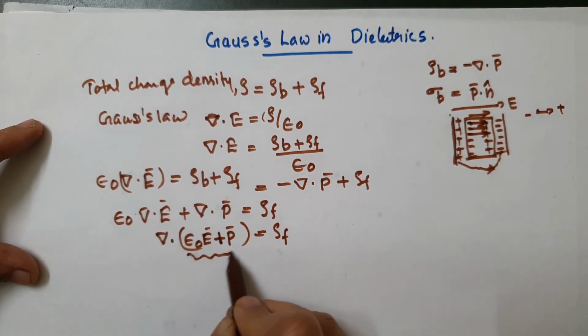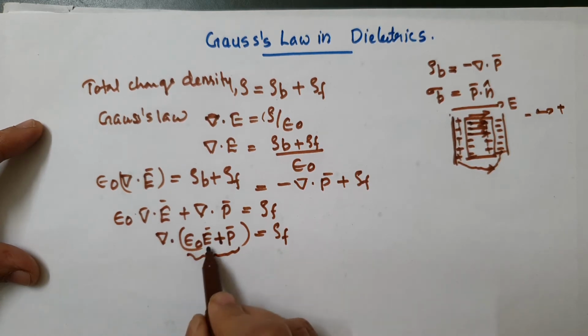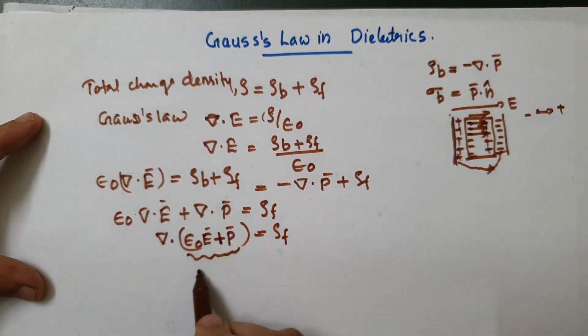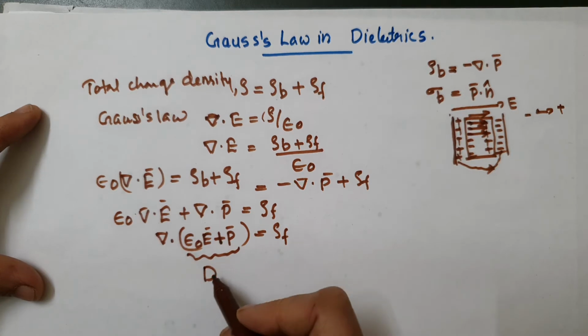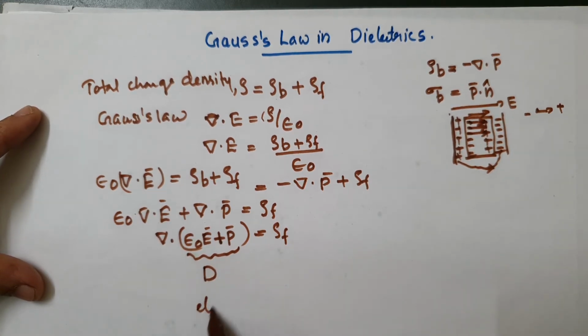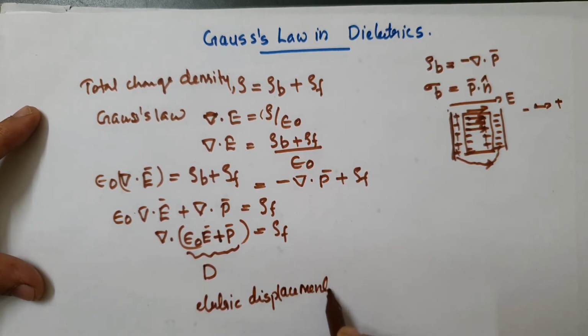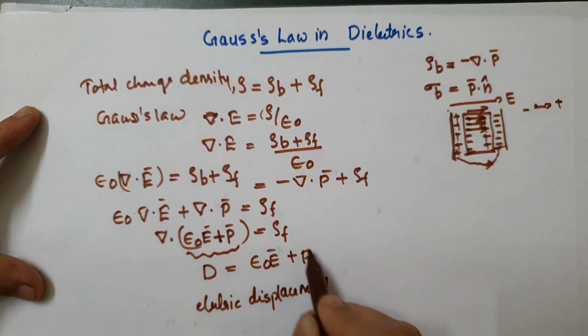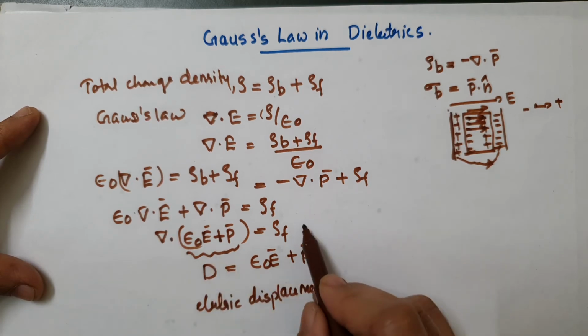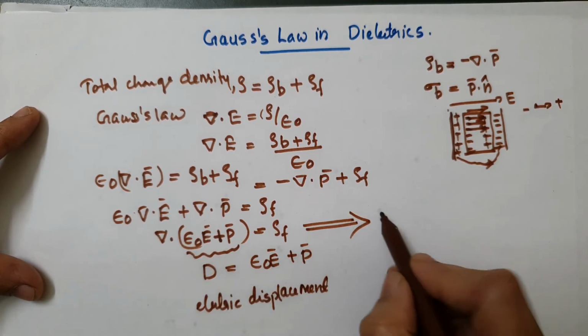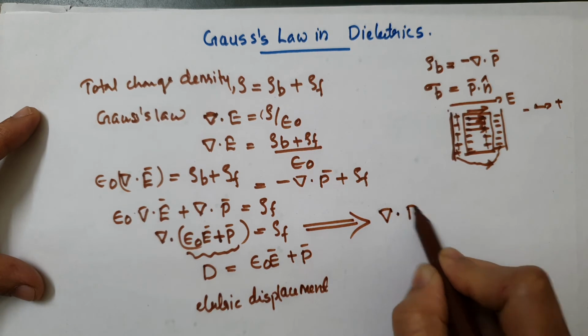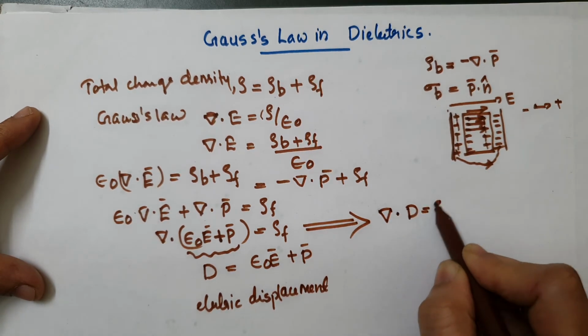This term, epsilon 0 E plus P, can be written as D, where D is called the electric displacement, and it can be represented as D is equal to epsilon 0 E plus P. Therefore, this equation becomes del dot D is equal to rho F.